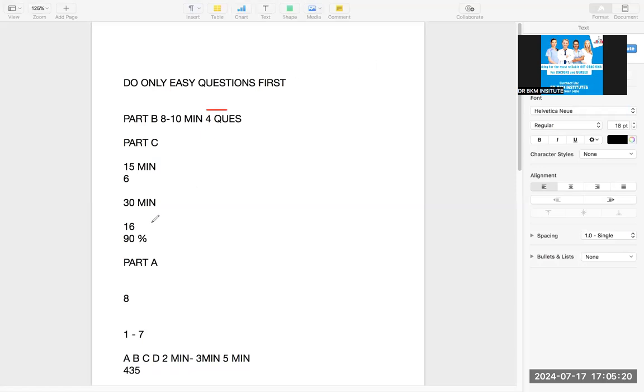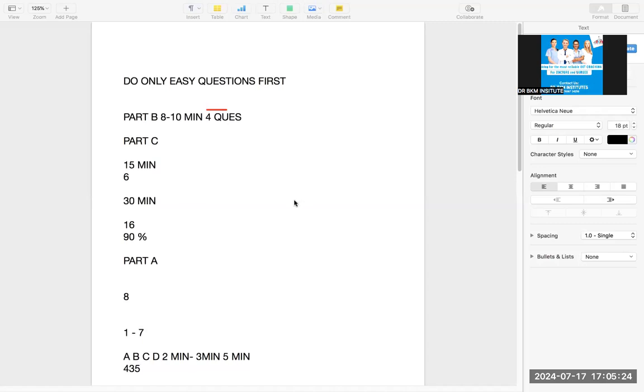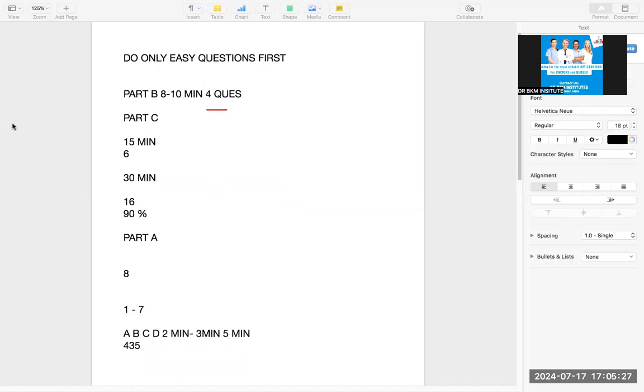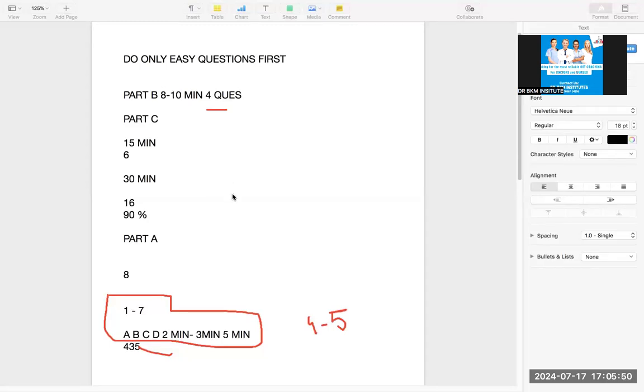In reading part A there are a total of 20 questions. The first thing you need to focus on is completing questions 1 to 7 in 2 minutes, maximum 3 minutes. The maximum number of questions you would be able to do is 4 to 5. If anybody is doing all 7 questions in the first round, that person is in trouble.